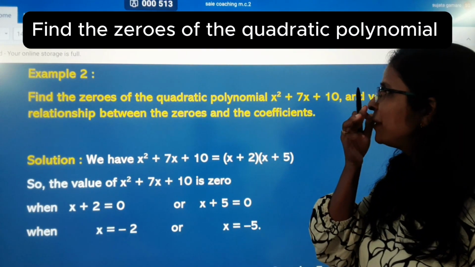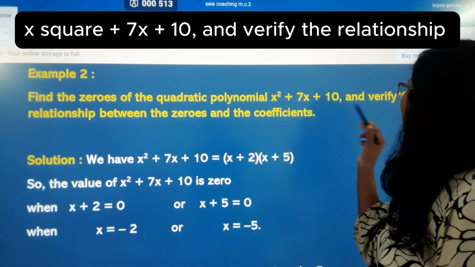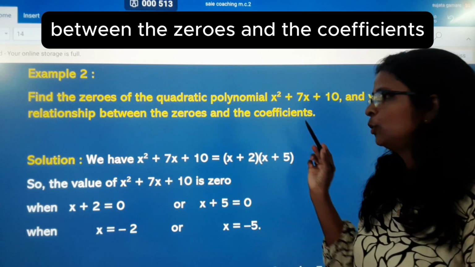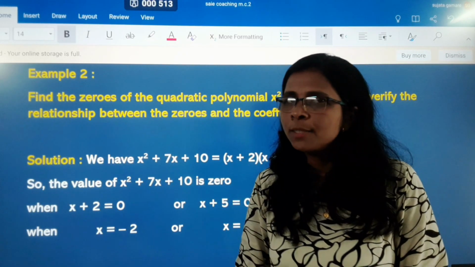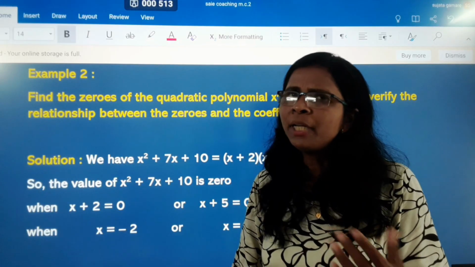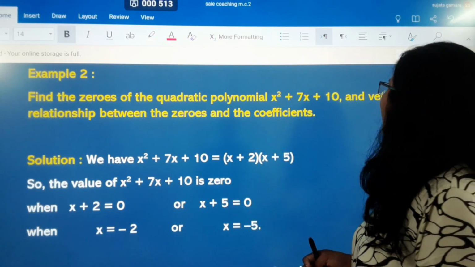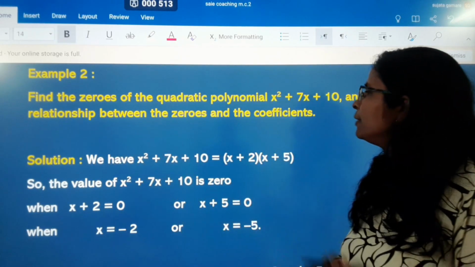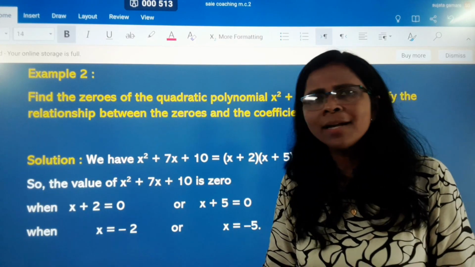Find the zeros of the quadratic polynomial x square plus 7x plus 10 and verify the relationship between the zeros and the coefficient. See, this is also a quadratic polynomial. We have to find the zeros, and at the same time find out the relationship between the zeros and the coefficients.